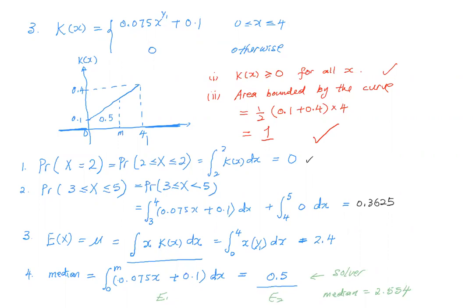So I'm sorry, but can you repeat how you change the 2.5 to 2.554? I did the solver, but then I got 2.5. So 2.5 exactly. Yeah, I think I made a mistake. So can you please repeat the steps?